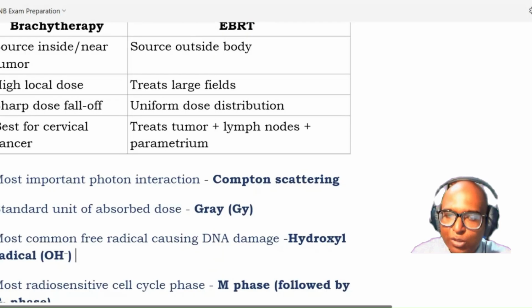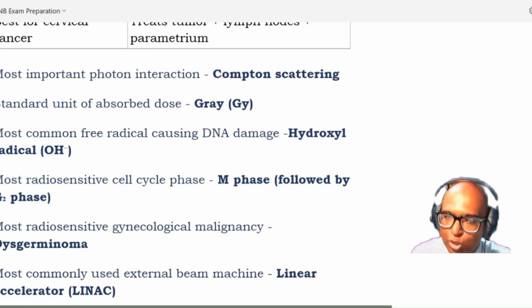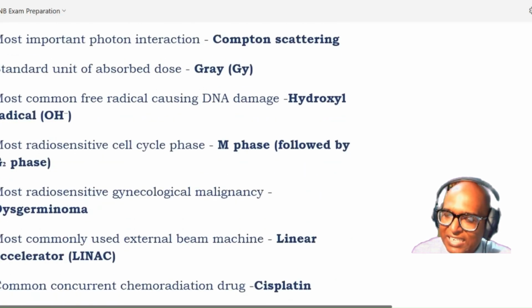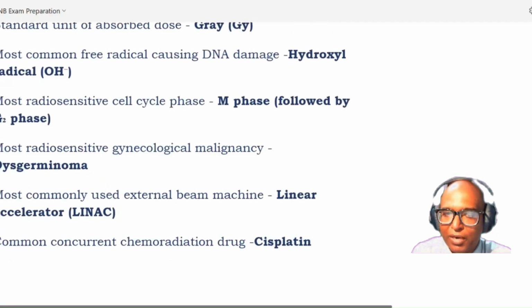Okay, the standard unit of absorbed dose is the gray. Then the most common free radical causing DNA damage is the hydroxyl radical. Okay, so the free radical mechanism is the most common. Then the most radiosensitive cell cycle phase is the M phase followed by the G2 phase. Then the most radiosensitive gynecological malignancy is dysgerminoma. Most commonly used external beam machine is the LINAC. Okay, the common concurrent chemoradiation drug is cisplatin. This finishes the topic. Thank you.